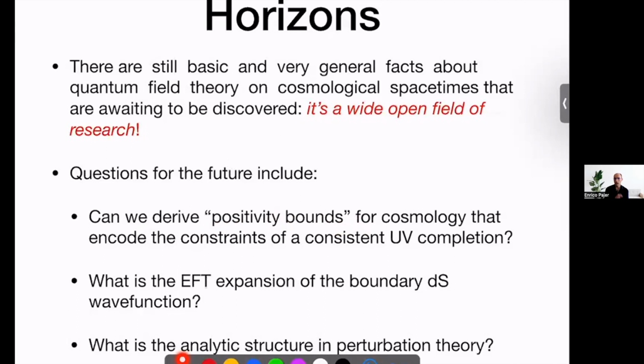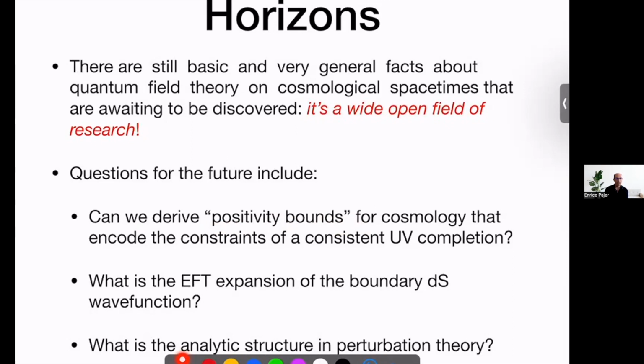How can we weed out effective field theories on de Sitter based on them not having consistent UV completions? And I don't think we can do that in Minkowski by taking the Minkowski limit. I think we should really do it in de Sitter, so we need to learn how to do it. For that, we need to understand the analytic structures of wave functions as a function of kinematics.